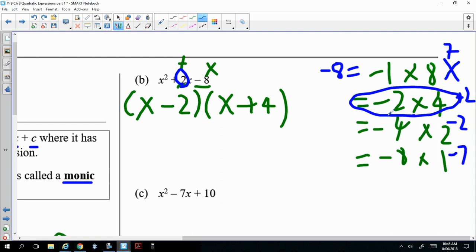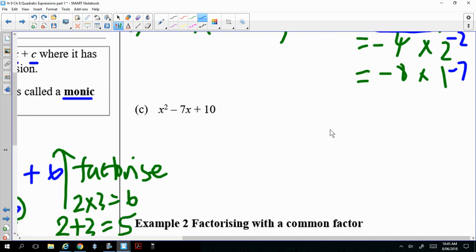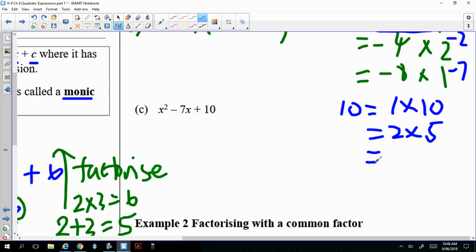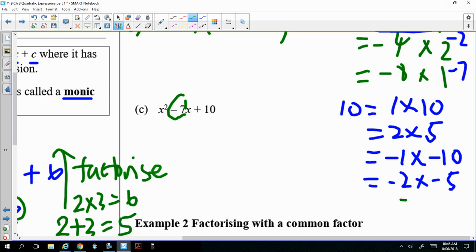Okay, let's try the next one. x squared minus 7x plus 10. What would it be? This one's a bit harder, but let's list the possibilities like we did before. We're going to list 1 times 10, 2 times 5, but you can also consider both negative: negative 1 times negative 10, negative 2 times negative 5. But which of these adds up to negative 7? So when you see the middle number is negative and the last number is positive, you expect to get 2 negative numbers. Does that make sense?